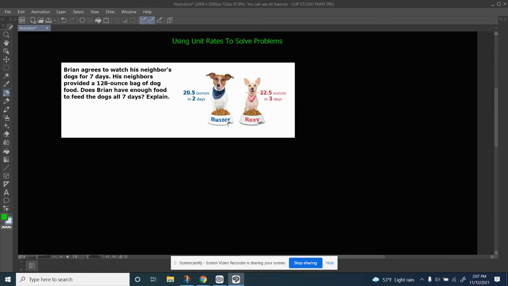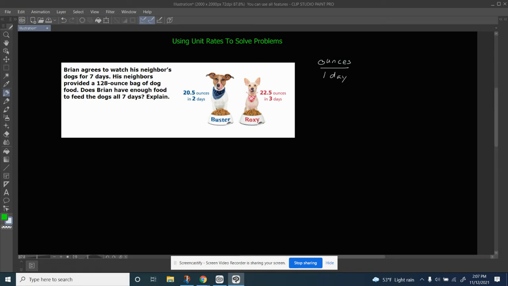And explain. So in this problem, we have two dogs. We have Buster and we have Roxy. And we're going to start by looking at what a unit rate is. So a unit rate is going to tell us, in this case, we're talking about ounces per day. So it's going to tell us how many ounces there are in one day. So that's kind of our goal.